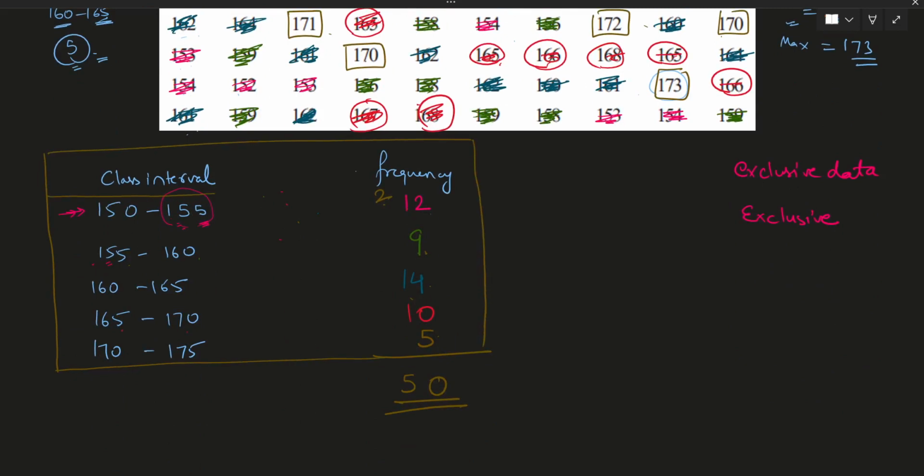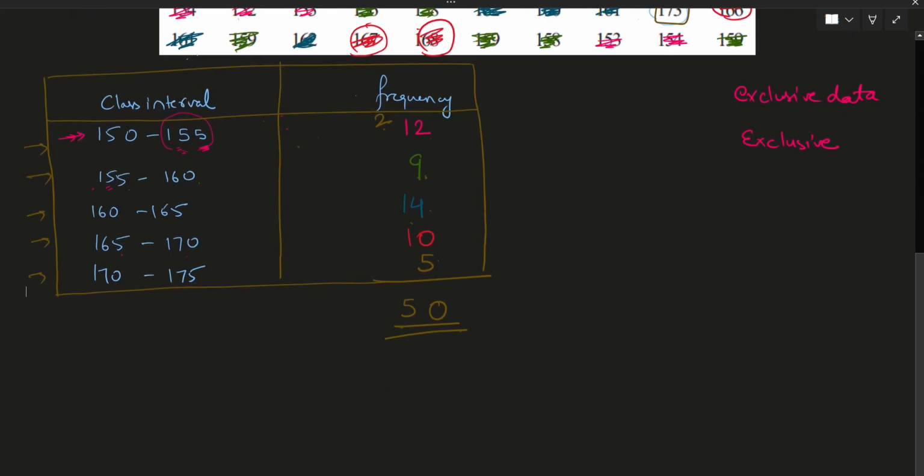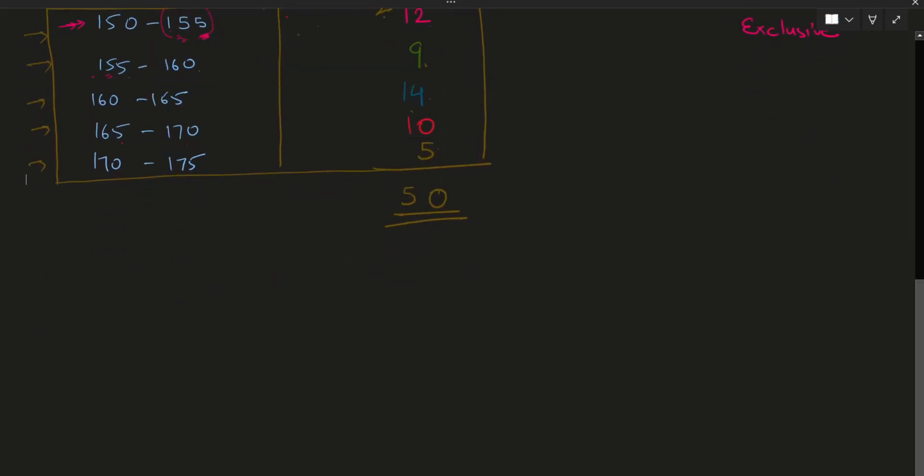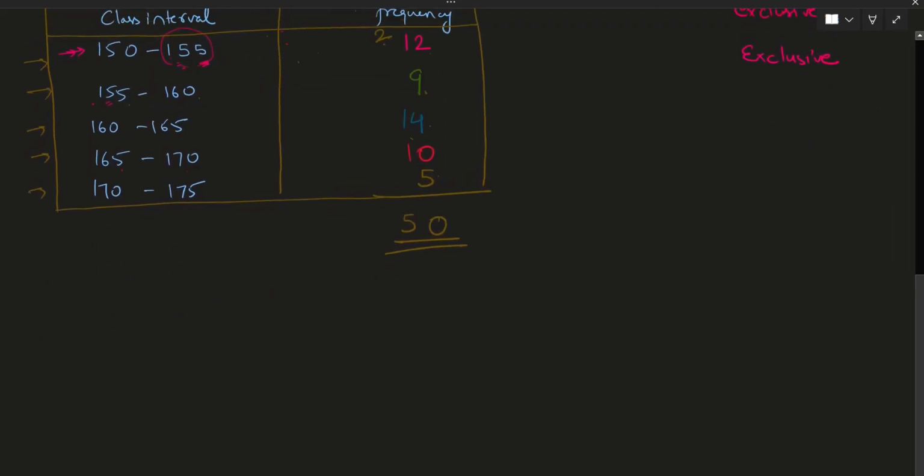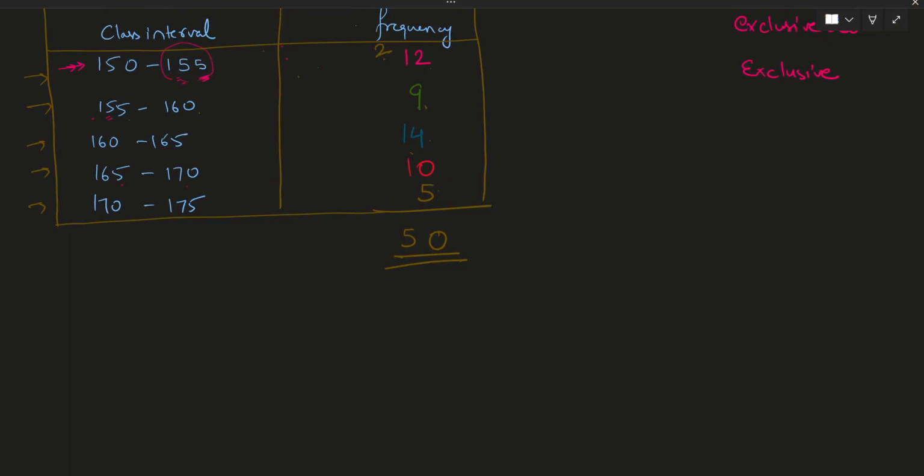I have converted the given data in the form of class intervals. These are the 5 intervals we have, and we have the table ready. Now let's plot it. So to plot, you all know what we need. We need a graph paper. Here we do not have a graph paper. Let's just randomly try to do it.